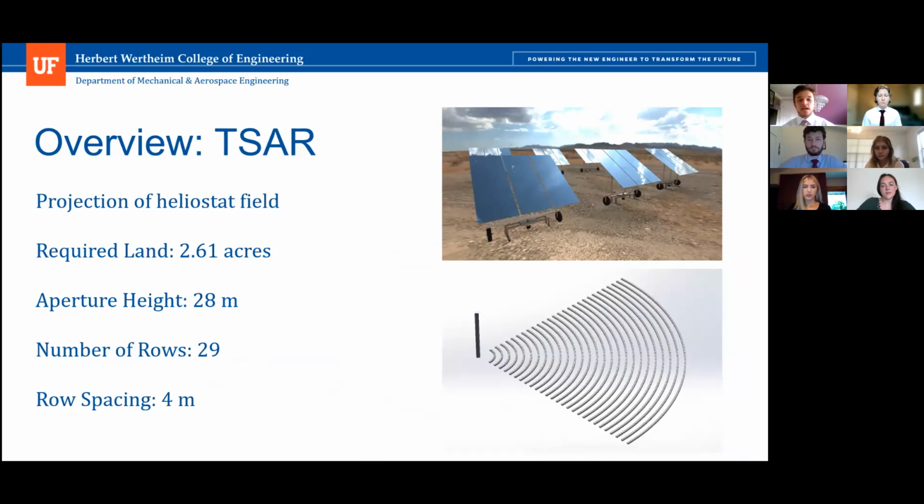Here we have the design field layout for the heliostat module. In order to meet the power production needs, 2.61 acres of land are required with an aperture height of 28 meters. The SAR array consists of 29 rows, where each row is spaced by 4 meters in order to accommodate traditional sized cleaning vehicles. The array is arranged where each heliostat module has an angle biased towards the tower in the center, as this allows for a greater solar concentration.